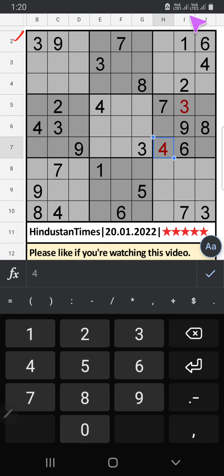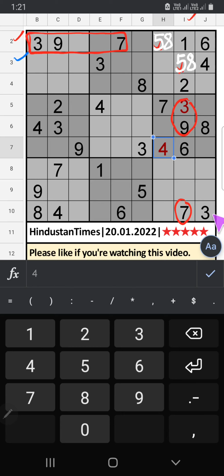Second row and column I, we have pair numbers 397, 397. It can't come in these cells. It will come in any one of the cells. Then 2 numbers are remaining, 5 and 8. It will come in any one of the cells. We will confirm later.